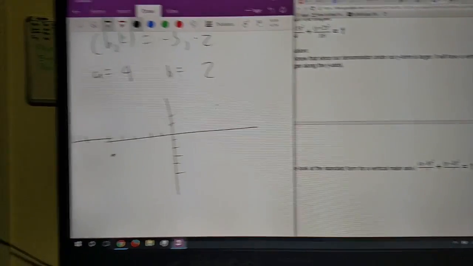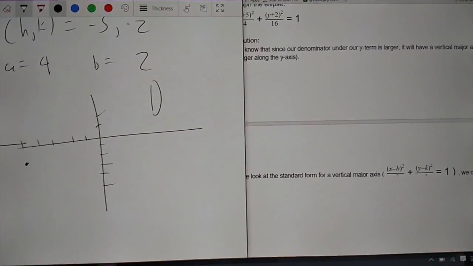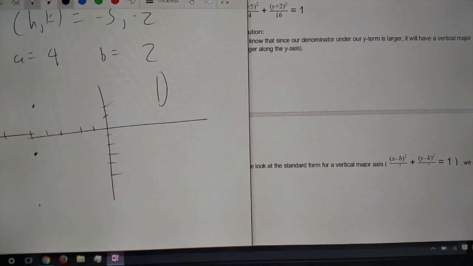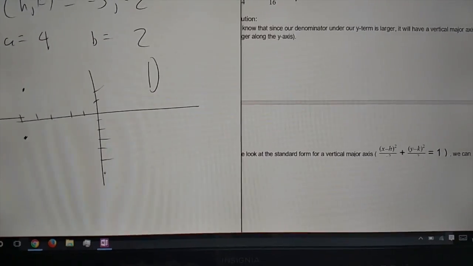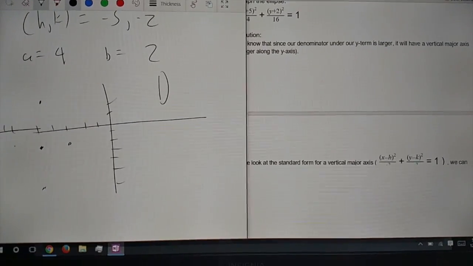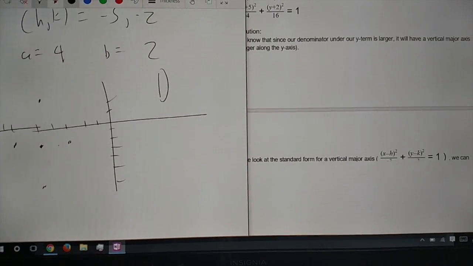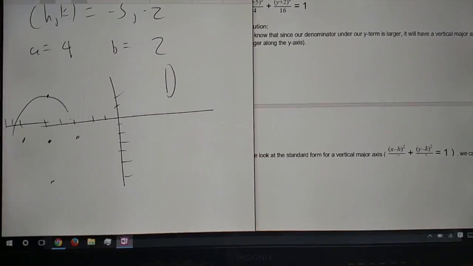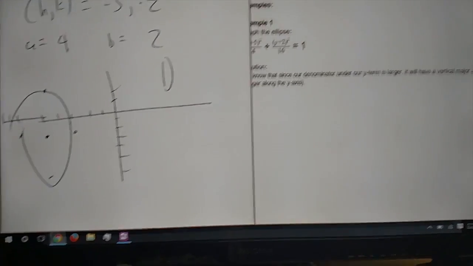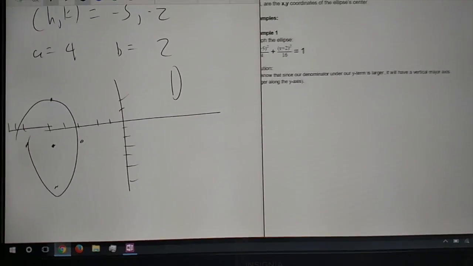Anyways, since we know it's going to be like this shape, right? It's going to be 4 up, 1, 2, 3, 4, and 4 down, 1, 2, 3, 4. And not the same thing for horizontal. It'll be 2 across. Oh, okay, well, I'm really bad at drawing, but you get the idea.